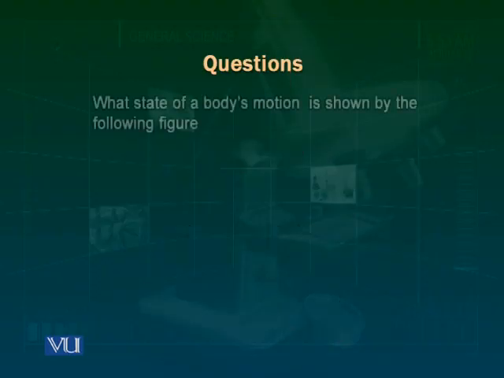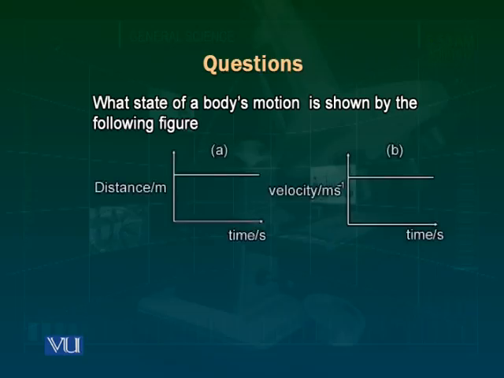Now, the questions which I'm going to put to you right now are three questions. The first: what is the state of a body shown by the following figures? You have two figures, A and B. In one case, you have distance on the y-axis and time on the x-axis. In the other case, you have velocity on the y-axis and time on the x-axis. I've asked you what we are looking at.